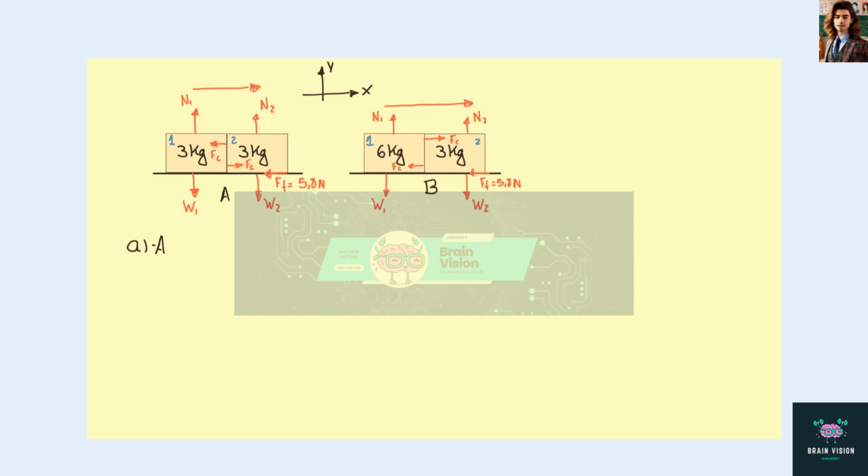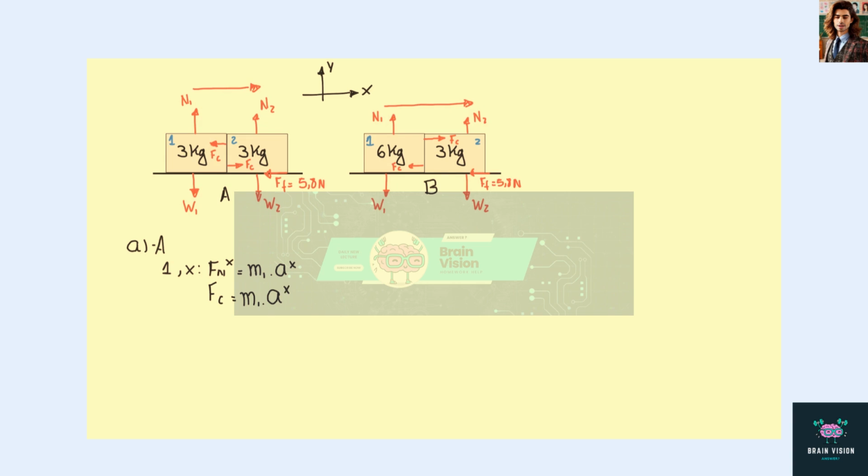So we are in case A, and then for block number 1, x-axis, we have the following. The net force acting in block number 1 in the x direction is equal to the mass of that block times its acceleration. The net force on the x-axis that's acting in block number 1 is composed by only one force, which is this contact force exerted by block number 2 on block number 1. Then, the contact force is equal to the mass of the block number 1 times its acceleration.